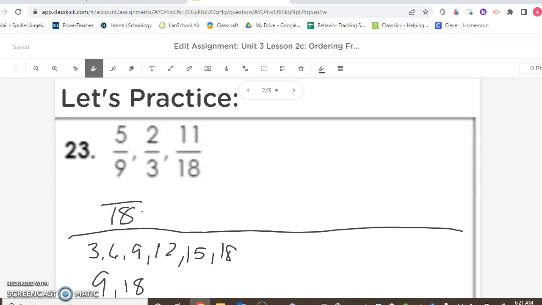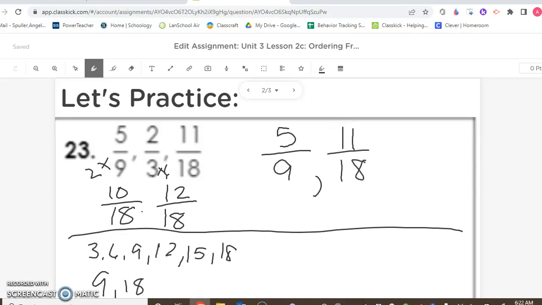9 into 18. Well, I know 9 times 2. So 5 times 2 is 10. Then I'm going to change 2/3 into 18. So 3 times 6. So 2 times 6 is 12. And then we have 11 18ths, we don't have to change. Let's put them in the greatest. Well, the smallest would be 5 9ths because it's equivalent to 10 18ths. Then the second smallest would be 11 18ths. And the greatest would be 2/3 because it's equal to 12 over 18.